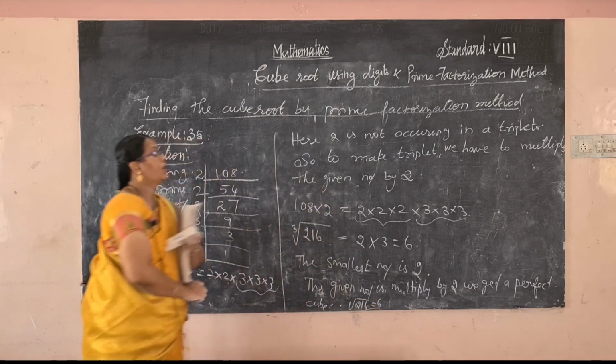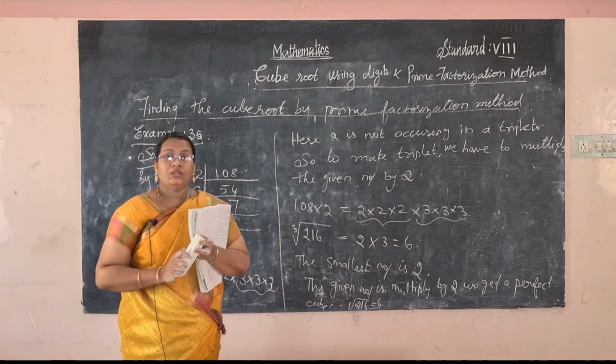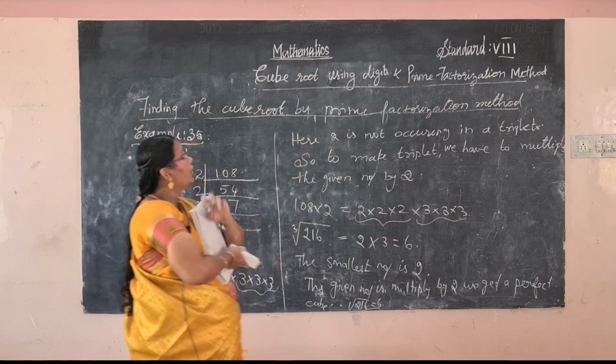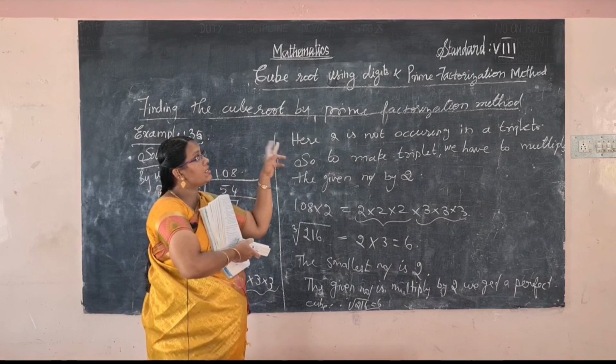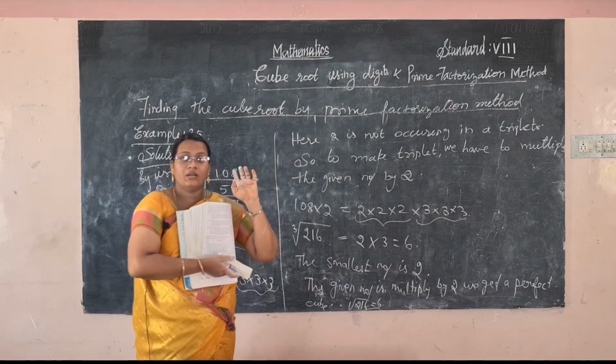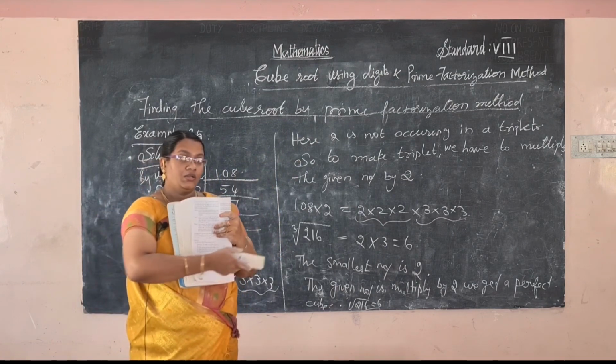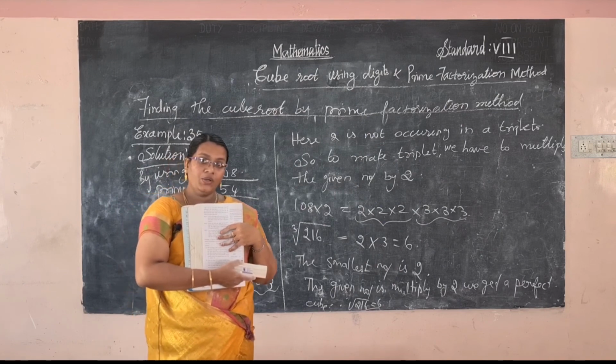So what did we learn today? Today we have learned about the cube root using the digits and prime factorization method. I hope you understood today's concept. If you have any doubt, you can ask your doubt to me.